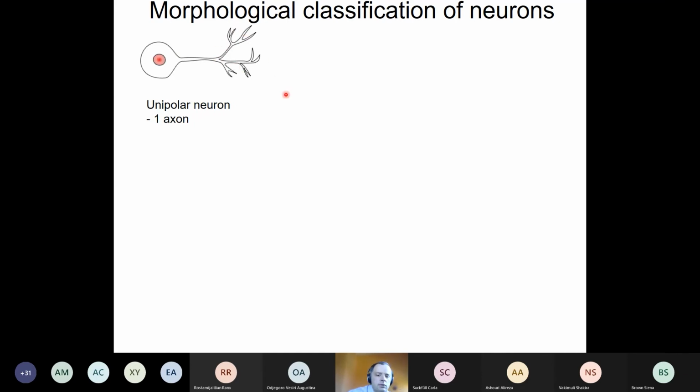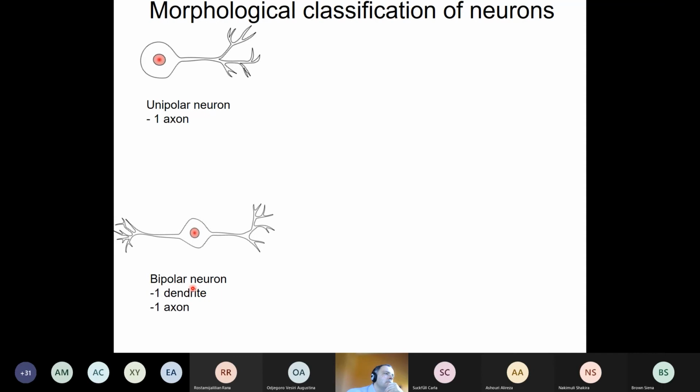This is not very common in the human nervous system. In the retina of the eye, we have similar cells, but this is something that you will study later, not today. Also, a little bit further developed, a bit more complex cell type is the bipolar neuron, which already has two processes.